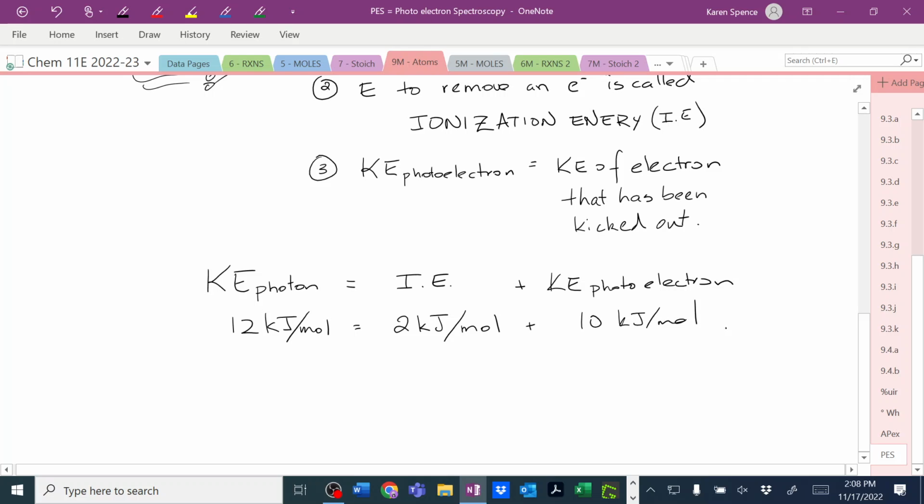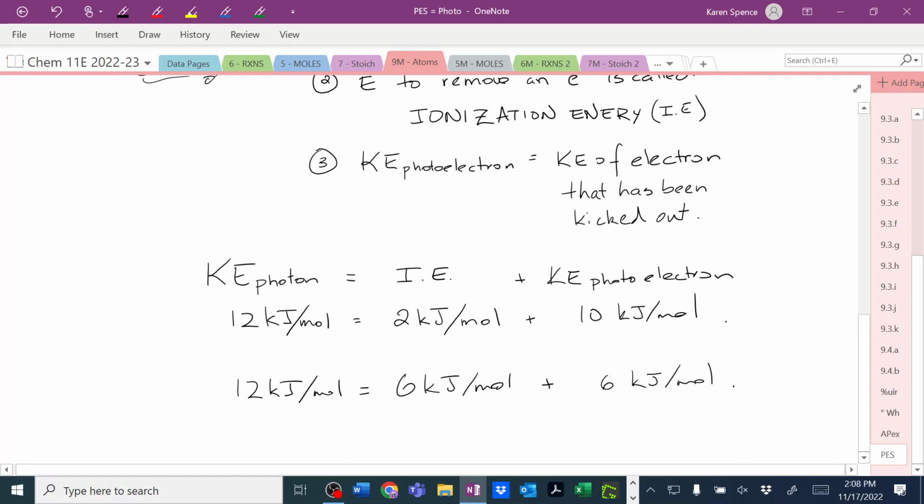Now, what if I had that same photon, 12 kilojoules per mole, but this time my ionization energy was 6 kilojoules per mole? Then this would be 6 kilojoules per mole. Okay?